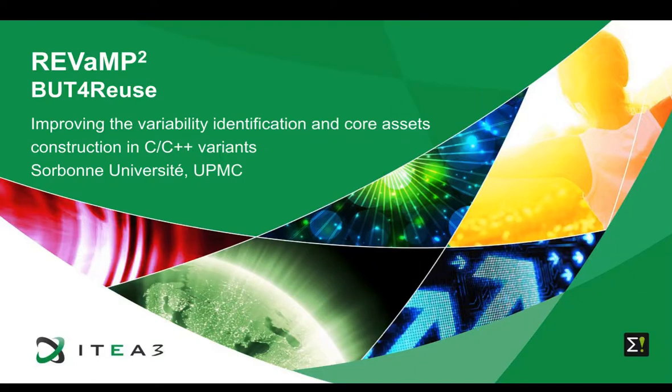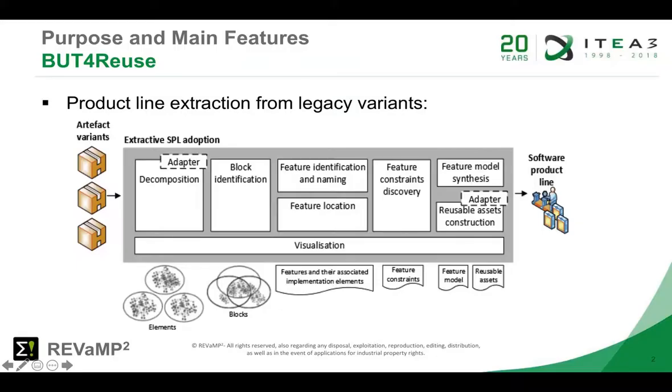Hello and welcome to this video that demonstrates the BUT4Reuse tool developed by Sorbonne University for work package 4 of the Revamp project. We will talk in this video about the improvement of variability identification and core asset construction in C and C++ variants. In general, BUT4Reuse is a tool for software product line extraction from legacy variants.